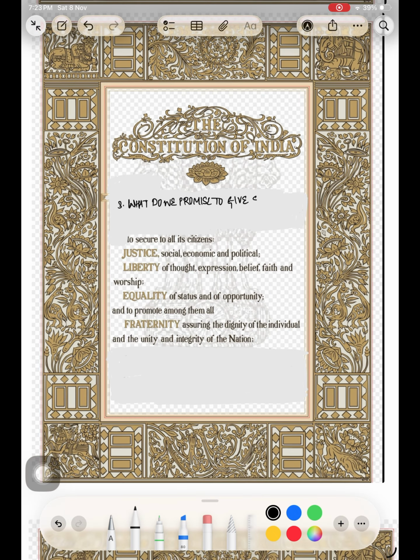Then comes what India promises to give every citizen: justice, liberty, equality, and fraternity. Justice means everyone is treated equally and fairly in society, economy, and politics. Liberty means freedom to think, speak, believe, and worship as we like. Equality means every person has the same rights and chances. Fraternity means brotherhood. We all live together in harmony, respecting each other and our nation's unity.